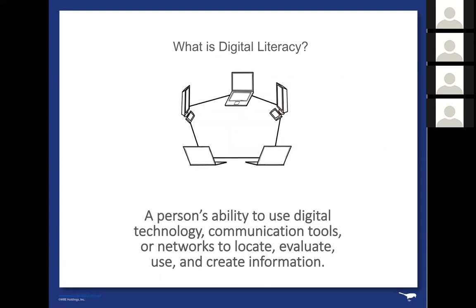So this is what Mockingbird is going to define digital literacy as for today: a person's ability to use digital technology, communication tools, or networks to locate, evaluate, use, and create information. So that could be a wealth of mediums. It could be on a computer, on a screen, on a phone. And we're not just going to be absorbing information. We will use those tools to find information, to think about, evaluate, analyze, to use information, and then also to be a producer of or someone who creates information. That's what we mean when we say digital literacy.